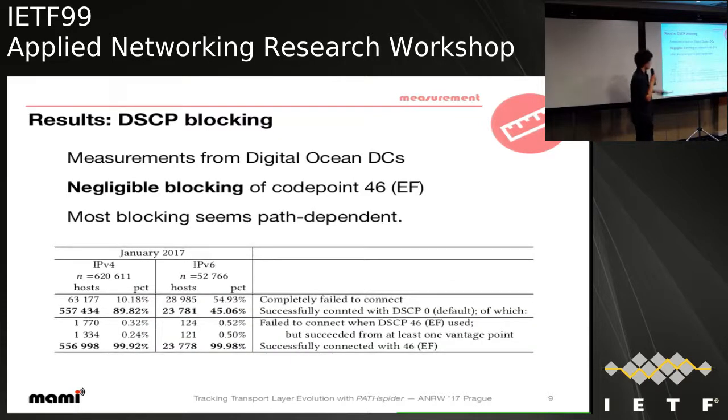So results. Again, we've measured this from DigitalOcean. This is true for all the measurements. This is the last time that I'll say it, I promise. And we see that for the code point that we've used for testing, that's code point 46, or expedited forwarding, we see absolutely negligible blocking. So if you look here in the table, you see that of all the successful connection attempts with the baseline case, only 0.5% or so failed when using a non-standard DSCP code point. And of this 0.5%, pretty much all of them exhibited some sort of path dependency. So there is almost no blocking, but the blocking there is path dependent. And yes, we ran this on IPv6.